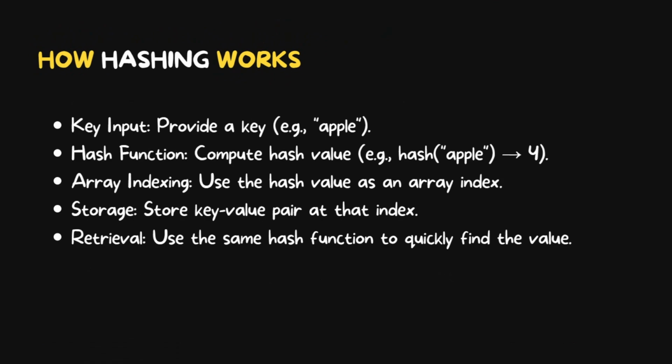Here's a step-by-step breakdown of how hashing works. Key input: you provide a key like the word apple. Hash function: the hash function converts the key into a hash value like 4. Array indexing: the hash value becomes the index in the array. Storage: the key-value pair is stored at the index. Retrieval: when you search for the key, the hash function computes the same index, giving you direct access to the value in constant time.